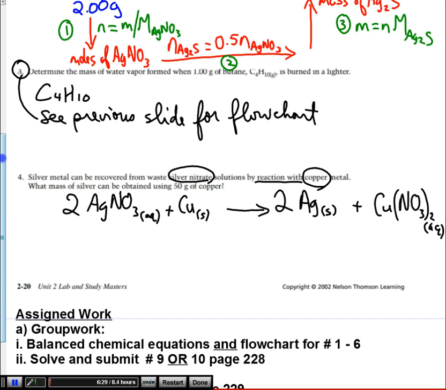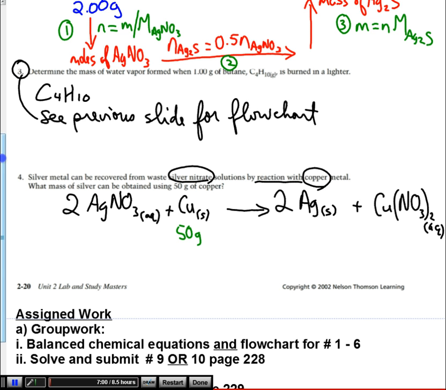So from here, we can write what we know. We have 50 grams of copper. So in this case, 50 grams of copper is given. Now, because the silver nitrate is the waste solution, here's an example where you don't know how much silver nitrate is present. So quantitative analysis would apply here. 50 grams is whatever, it's an amount to start with. That may not be excess.